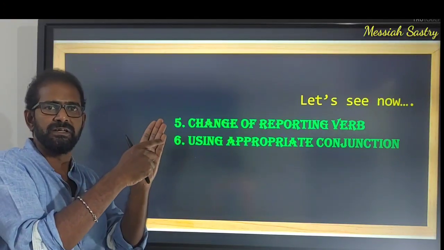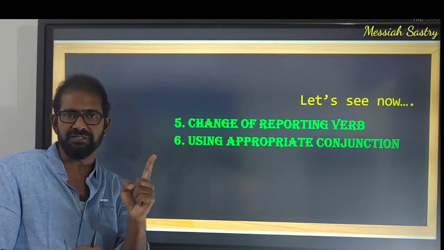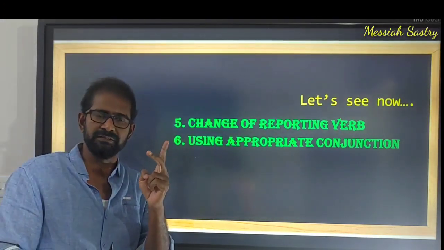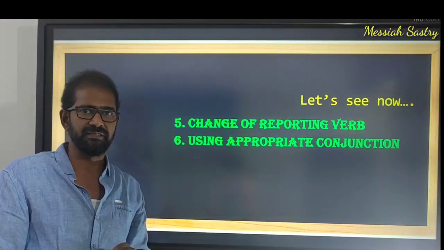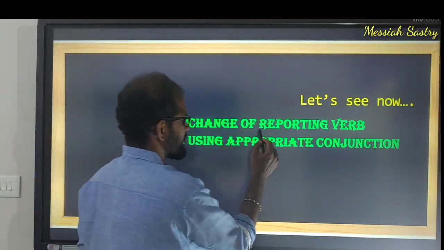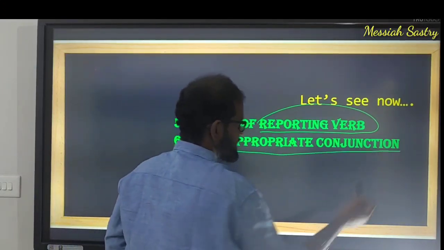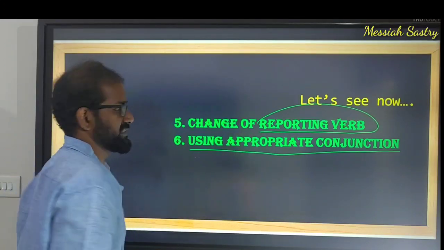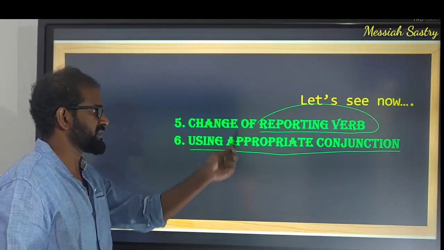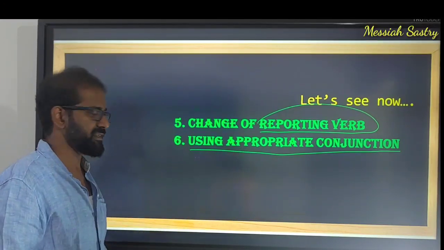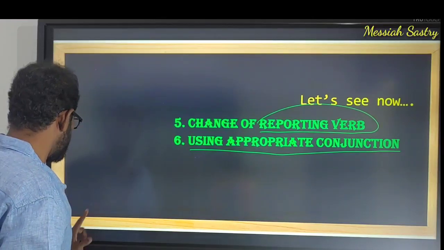These four are common for all the sentences, whether it is a declarative assertive sentence, open or closed interrogative sentence, imperative or exclamatory sentence. Whereas when it comes to change of reporting verb and using appropriate conjunction, these 2 points depend on the kind of sentence. So let us go one after the other to see how these changes come.